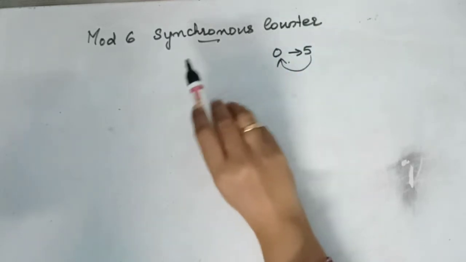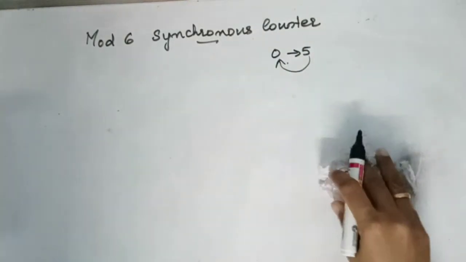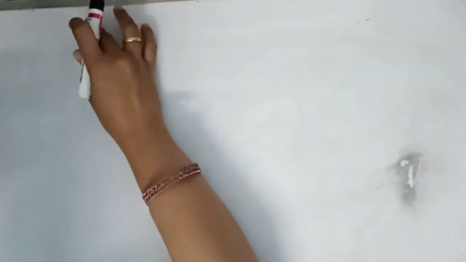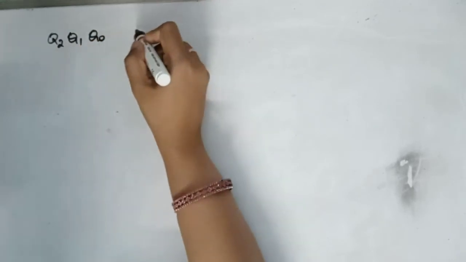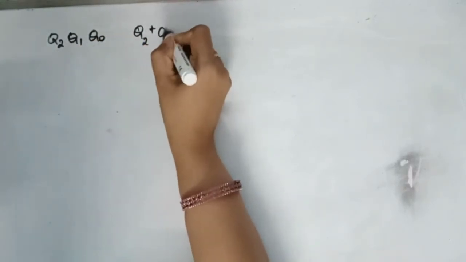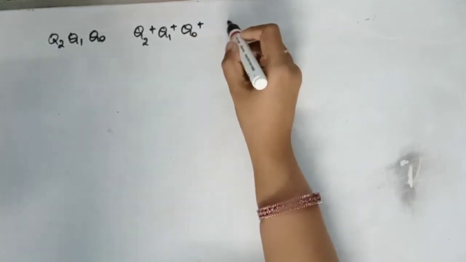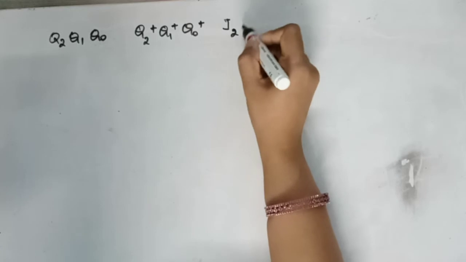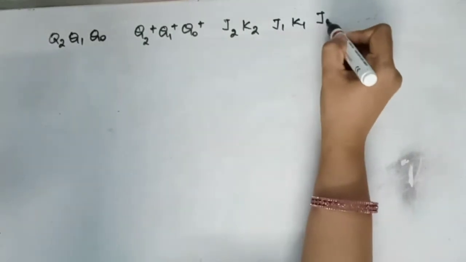It's a synchronous counter, so all the clocks will be synchronized. Okay, so in a mode 6 synchronous counter you have to design. So how do you design? You have Q2, Q1, Q0, Q2 plus, Q1 plus, Q0 plus. We'll take JK flip-flop. So J2, K2, J1, K1, J0, K0.